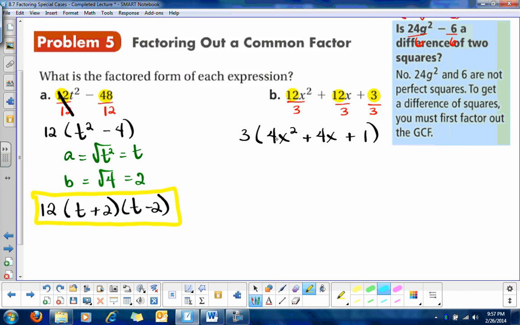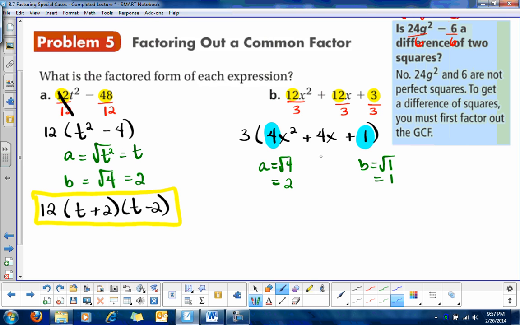Okay, so now we can do some checking. 4, is that a perfect square? Yes. 1, is that a perfect square? Yes. So that means my A is going to be the square root of 4, which is equal to 2, and my B is going to be equal to the square root of 1, which of course is equal to 1.